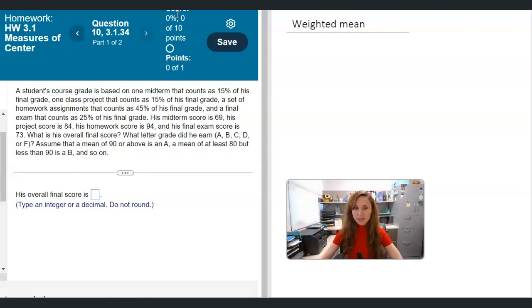What letter grade did he earn? A, B, C, D, or F? Assume that a mean of 90 or above is an A, a mean of at least 80 but less than 90 is a B, and so on.